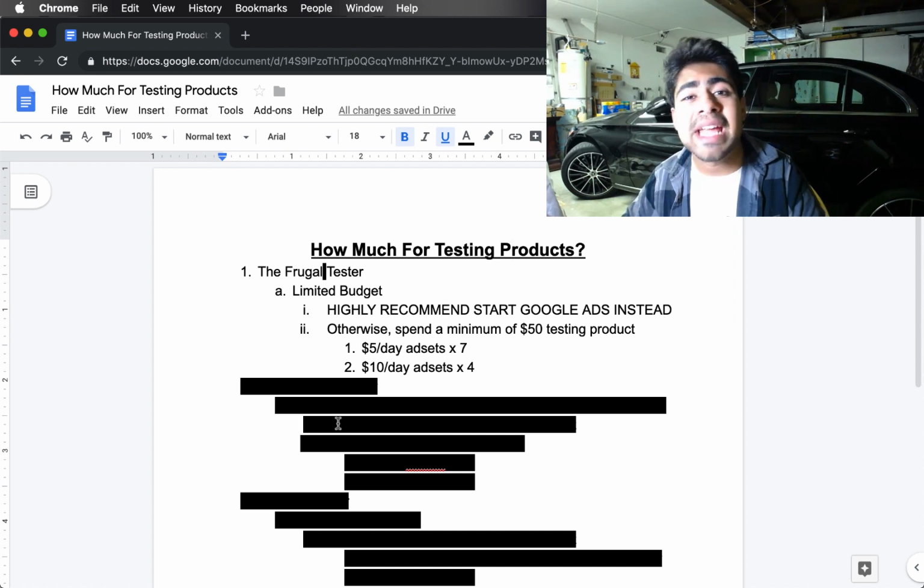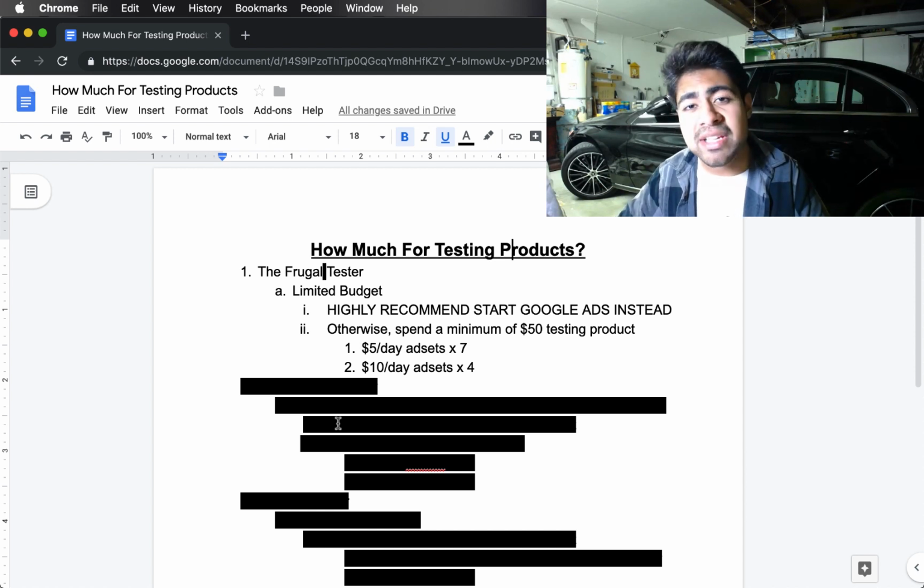So on day one, let's say you're already getting rid of 2 ad sets because they didn't get a link click by $1.50 spent. You only have 3 left. So on the second day, these 3 ad sets are going to only spend $15. So you're still within your profit margin and you get to effectively test that product.